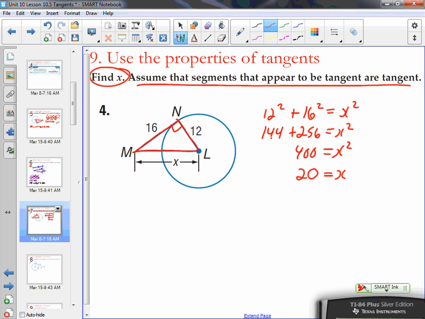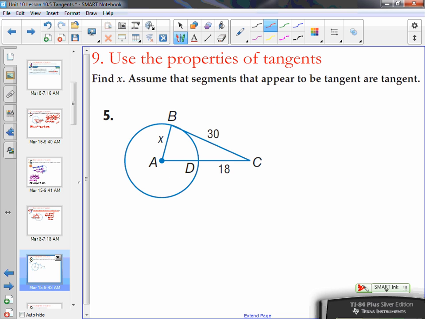All right, not too bad. You thought the Pythagorean theorem was going to go away someday, didn't you? It's not. It's not going to go away. All right, number 5.